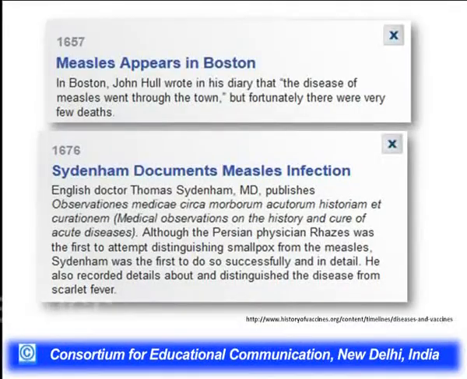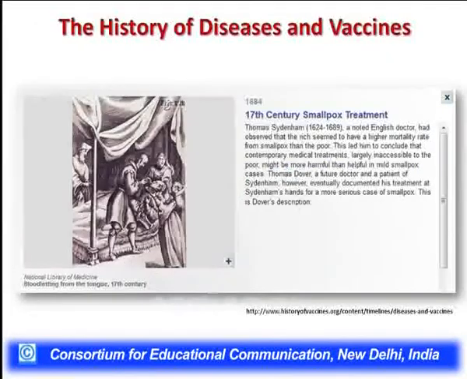Subsequently, different diseases came into the picture. In 1676, measles documentation was reported by the English doctor Thomas Sydenham. He was the first one to report that. Although the Persian physician Rhazes was the first to attempt to distinguish smallpox from measles, Sydenham was the first to do so successfully, and in detail. He also recorded the details about these measles infections and distinguished the disease from other fever diseases.